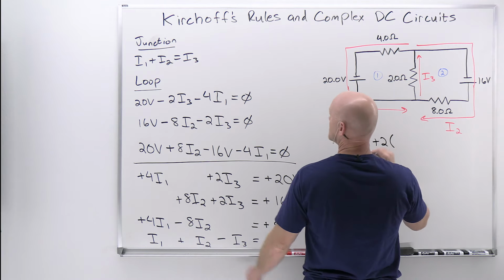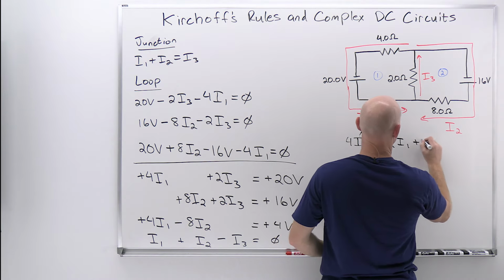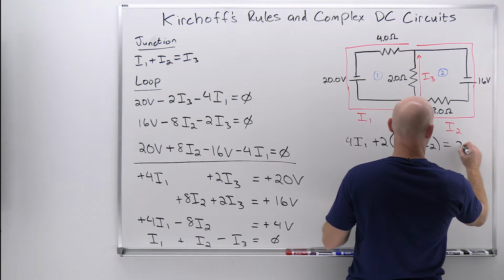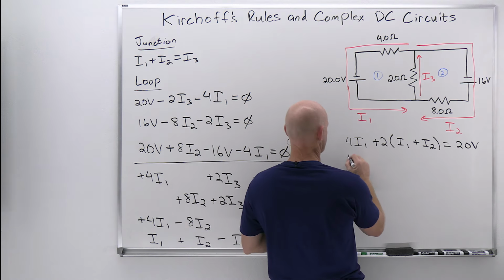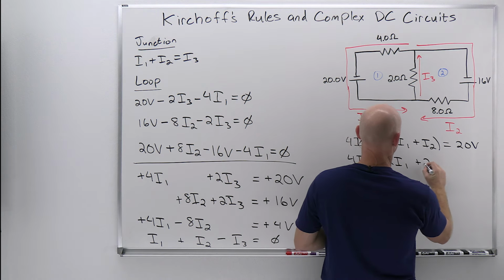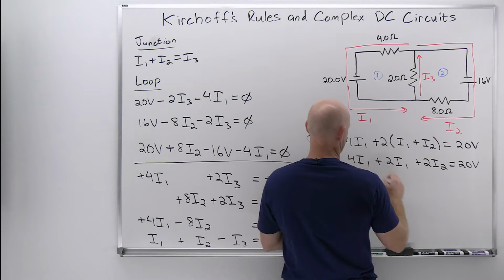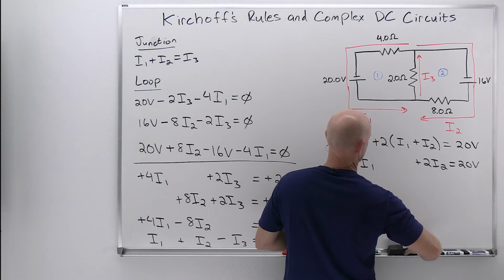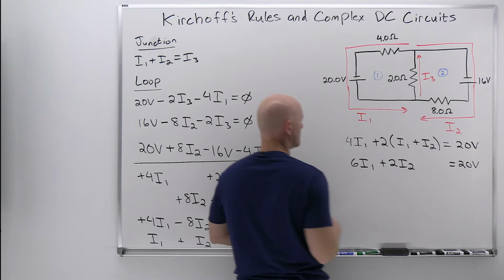4I1 plus 2 times, and substitute in again for I3, I1 plus I2. And then going back, that's going to equal 20 volts. All right, so if we expand that out just a little bit, that's going to be 4I1 plus 2I1 plus 2I2 equals 20 volts. So then I'll combine these as well, and make that 6I1. Move that back over too. So plus 2I2 equals 20 volts.